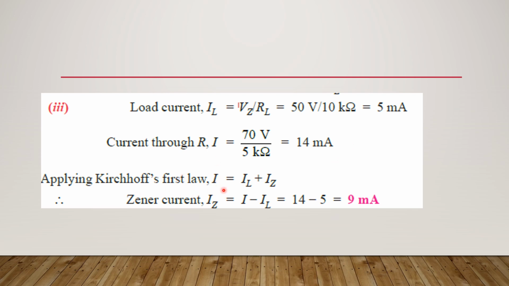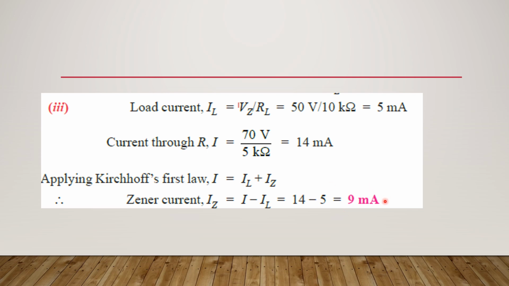So what about the total current? Total current is splitting into two, IL plus IZ. So therefore the Zener current can be found by total current minus IL. So it is equal to 14 minus 5. 14 minus 5, you are getting 9 milliamps. So applying Kirchhoff's first law, your output current is equal to 9 milliamps.